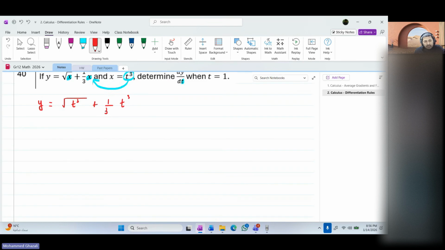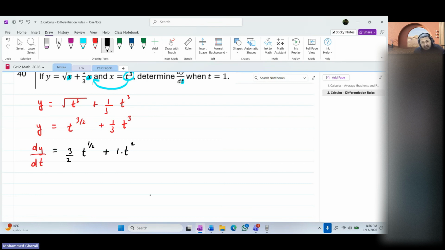Now we have a problem because I need to write it in power form. That second part is in power form. The first term is not. So y is equal to t to the power 3 over 2 plus 1 over 3 t cubed. So what we have now is dy dt. Now we can find dy dt, right? There's a 1 in the front, so 1 times 3 over 2 is 3 over 2, t to the power 3 over 2, that's 1.5, minus 1, so it's half. 1/3 times 3 is 1, t squared, 1 times t squared.